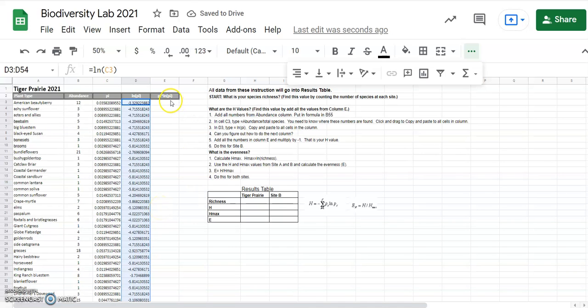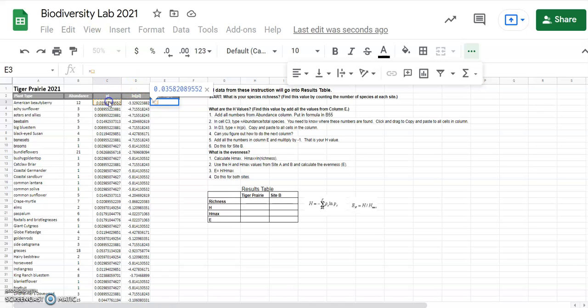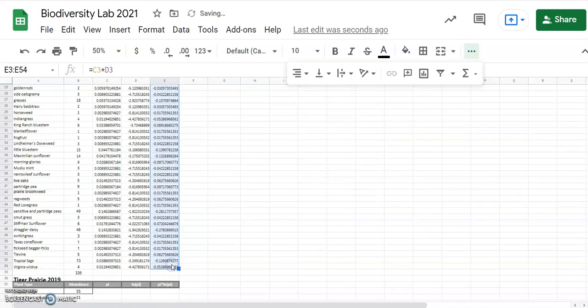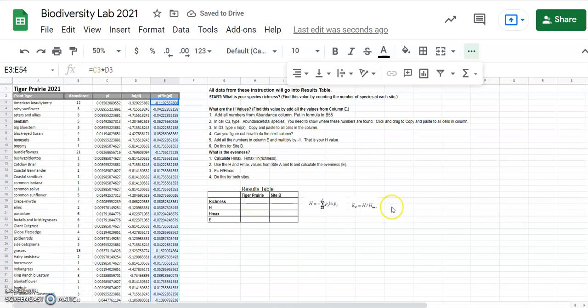All right, now what do we want to do here? All we want to do is this, pi times log of pi. So that's what I'm going to do. Equals this cell star this cell, and enter. I'm going to do that to all of my cells. Now, let's look at our little table, because this is the little table that you're going to use tomorrow when you start looking at your lab.